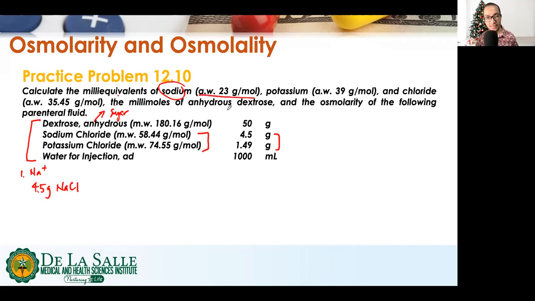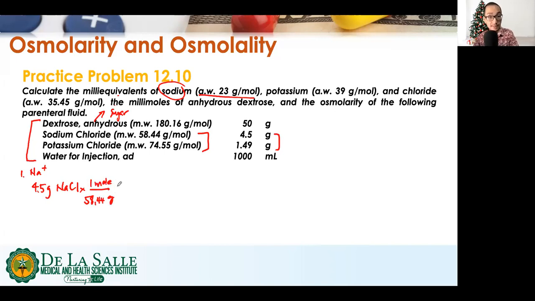Okay? Do you think, how do you think we're going to use the atomic weight of your sodium? Okay? And so remember that 4.5 grams of sodium chloride can be converted to number of moles. So 4.5 grams times the molecular weight of your sodium chloride, which is 58.44 grams per mole.